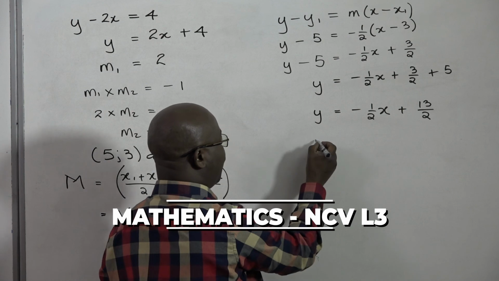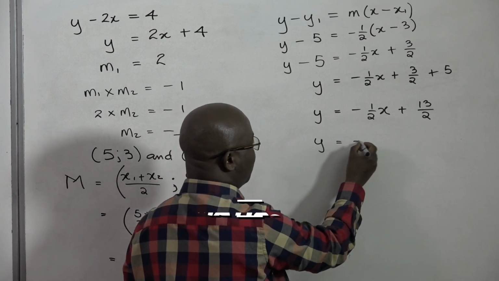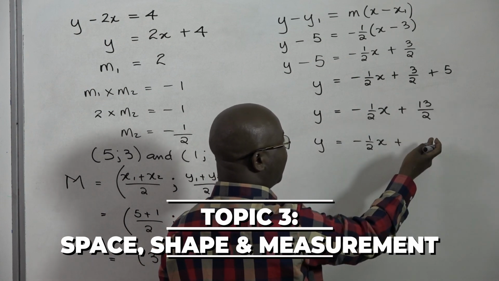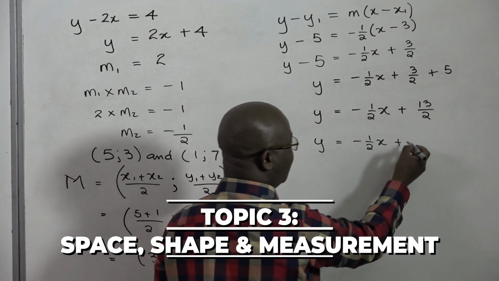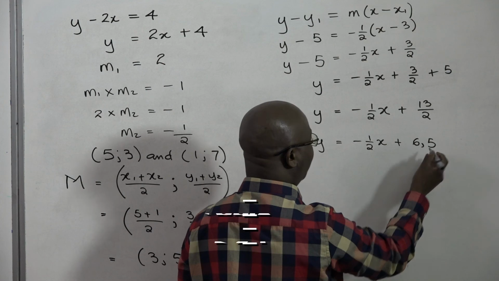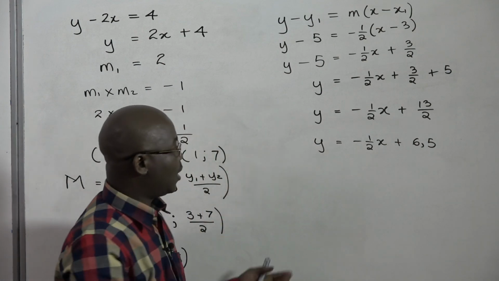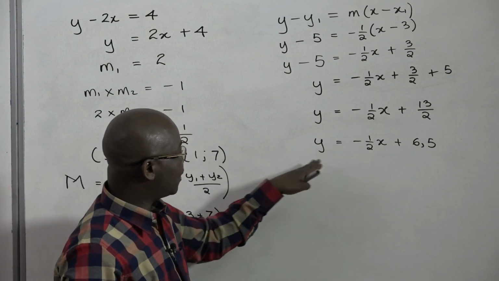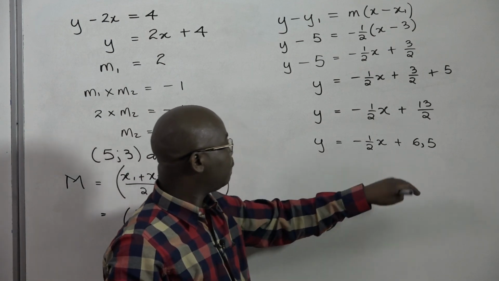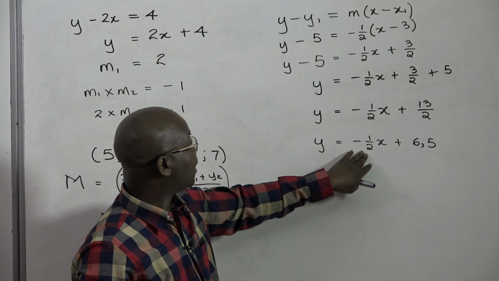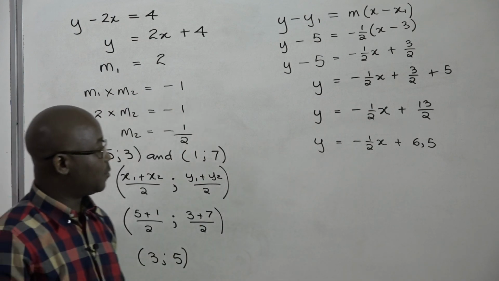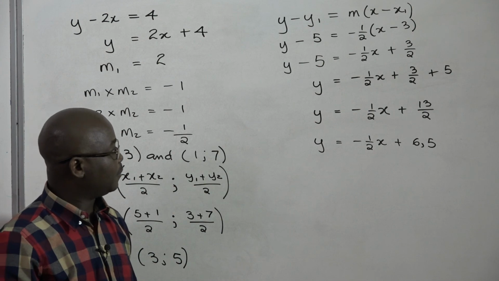Some will want to say y is equal to minus half x plus, you can see that 13 divided by 2 is 6.5. So it's up to you to leave it like that or like that. Again, you can see that our equation is clearly done. The gradient is minus half as we determined it earlier on, and then everything has been done perfectly.